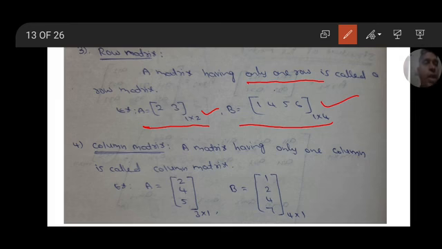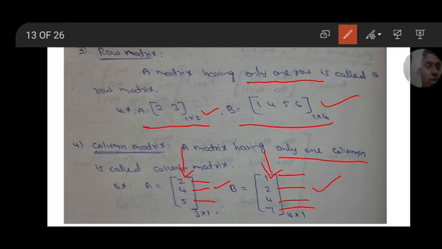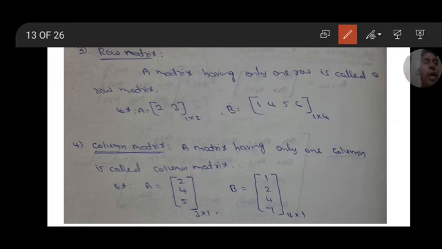Next, fourth one, column matrix. A matrix having only one column is called a column matrix. Only one row, that is called a row matrix. Only one column, then the matrix is a column matrix. So here, first row, second row, third row, and only one column. 3 rows and one column, therefore it is a 3 by 1 column matrix. Here, first row, second row, third row, fourth row, and only one column, therefore it is a 4 by 1 matrix. It is also a column matrix. Row matrix and column matrix.